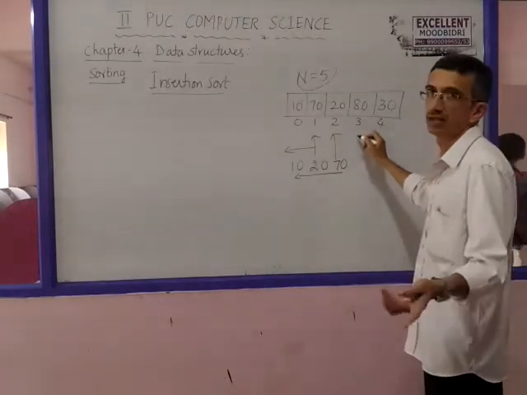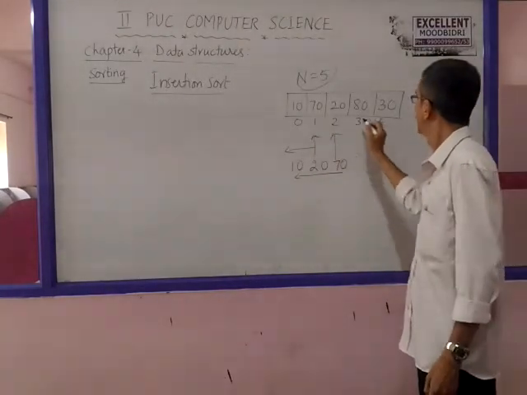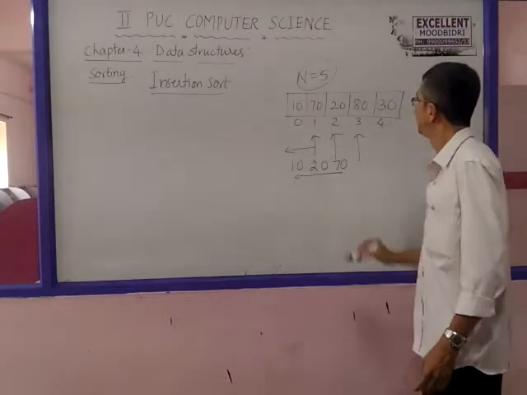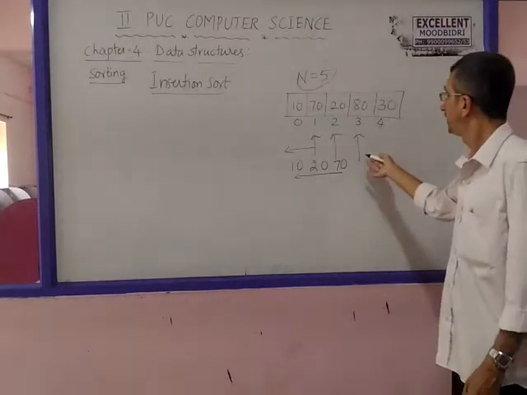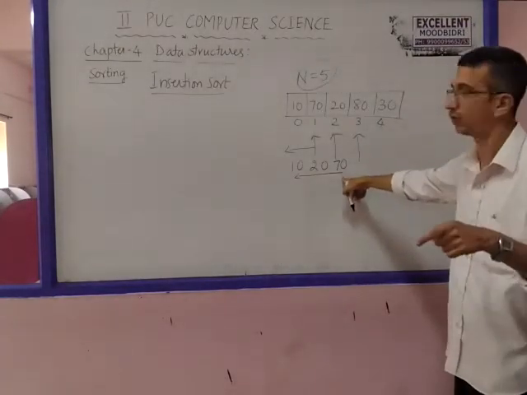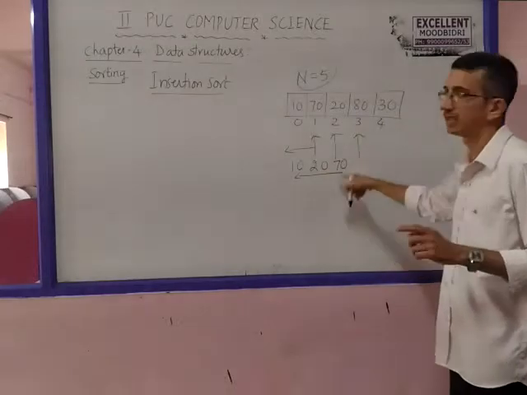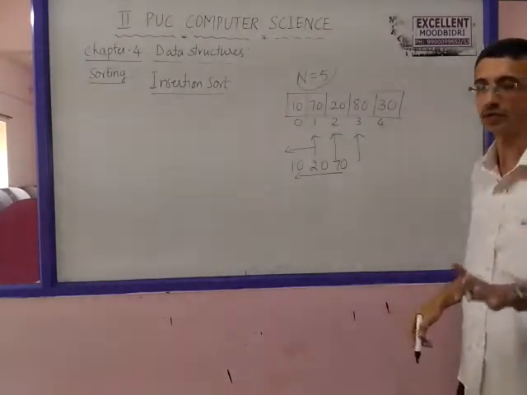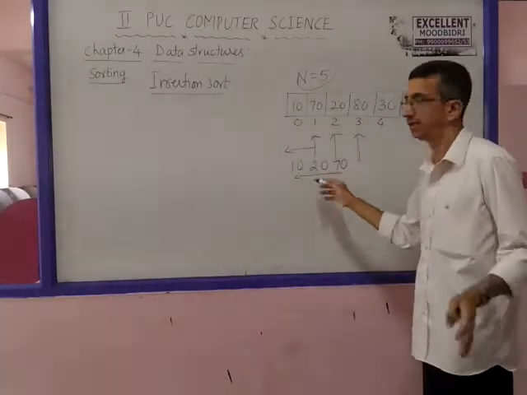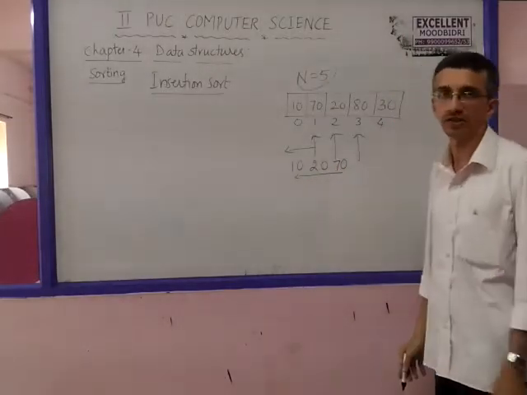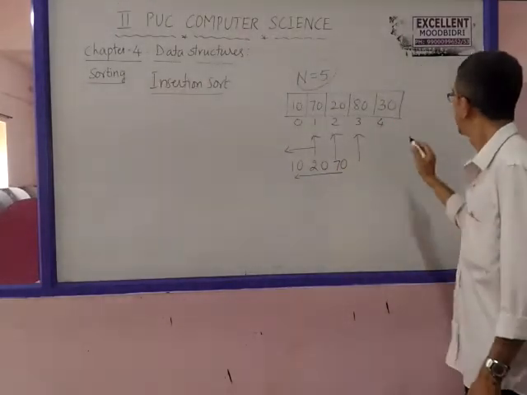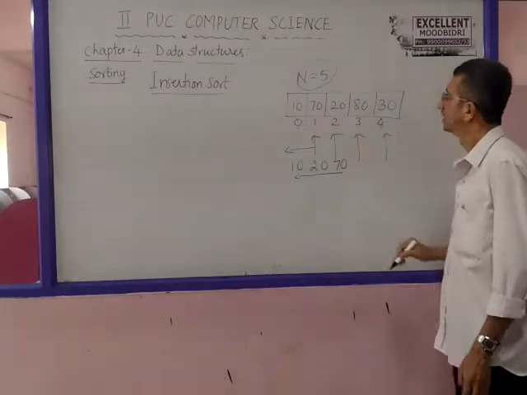Similarly, take the fourth item now. First, second, third and fourth item. So this is the key item, 80. Compare with its previous. Previous is 70 now after interchange. 80 and 70, no need to interchange. They are in position. 70 and 20 already, and 20 and 10 already in position. Correct?